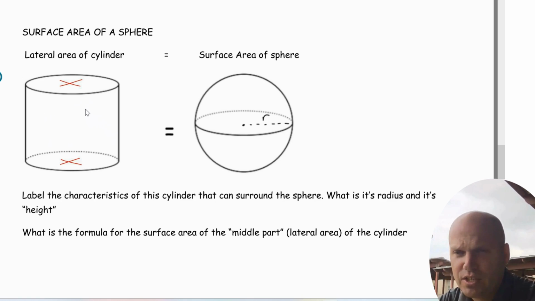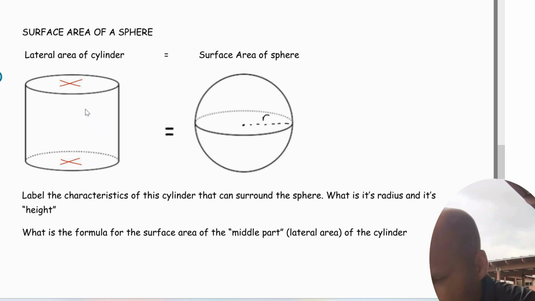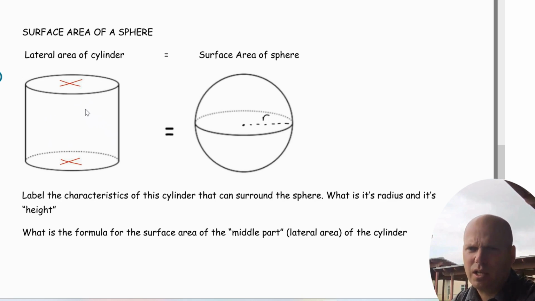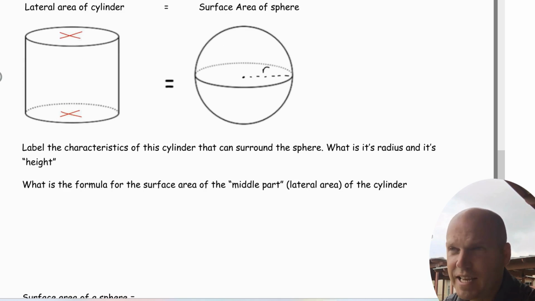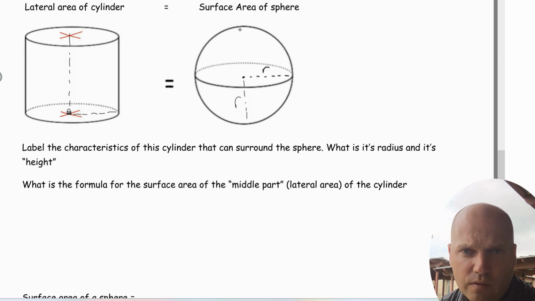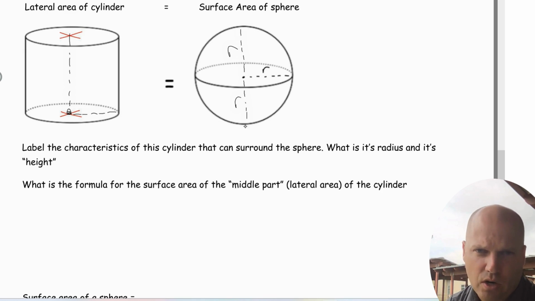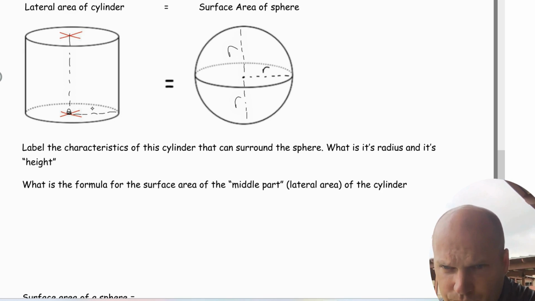Now let's figure out again, what are the characteristics of this cylinder, and then let's find the formula for the area of this rectangle when it's unrolled. So please label what is this radius and what is this height. If this is a sphere that fits perfectly inside the cylinder and the sphere's radius is r, which means it's r and r, cool. This is r, this is 2r.